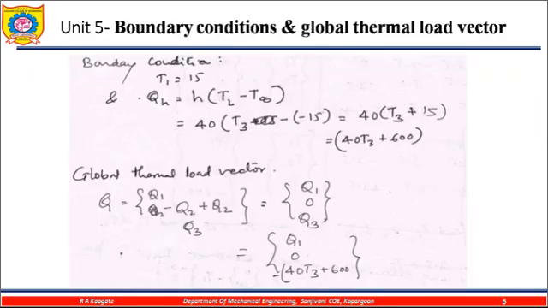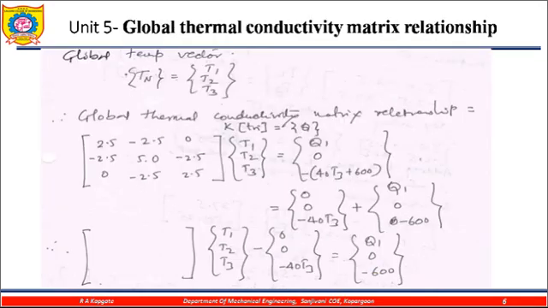Hence here this one is the minus q2 and plus q2, so that we are getting q1, 0 and q3. q1 is q1, then this is 0, and this q3 we have already calculated, this is the 40 T3. Hence what we get, that is the global temperature vector is equal to T1, T2 and T3.